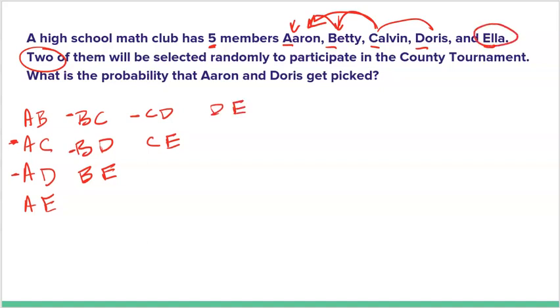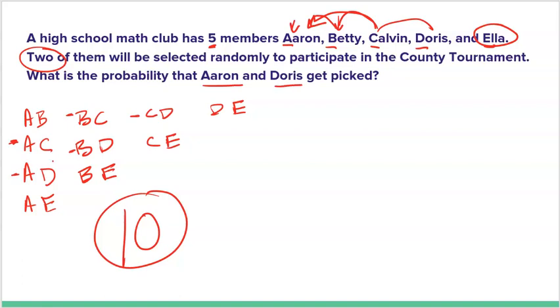And then since Ella's at the end, she's actually already been with Aaron, Betty, Calvin, and Doris. No reason to list any others. So that's actually 10 total outcomes. My sample space has 10 different options. All right, now, how many of them are what I'm looking for? I'm looking for Aaron and Doris. Well, only one outcome is going to make me happy. The only one outcome that makes me happy out of 10 is Aaron and Doris. So there's my probability, 1/10. Really, really simple. So the point is, if you know your sample space, probability is quite easy.